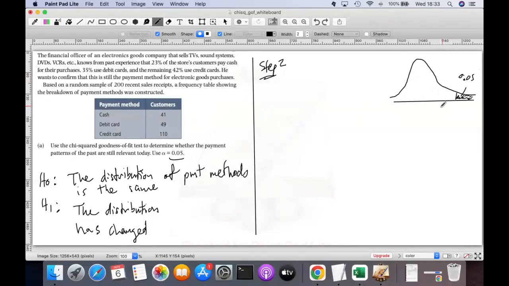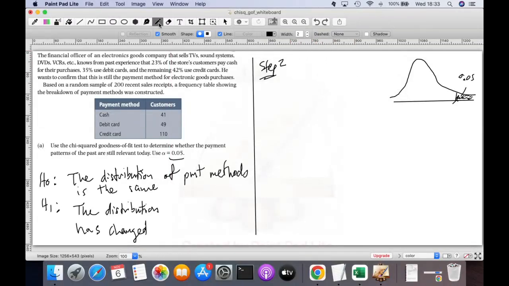Now remember, for the critical value, apart from the alpha, you also need to know the degrees of freedom. Previously, to work out the degrees of freedom, the formula was (R minus 1) times (C minus 1). That's how it was for the previous two tests that we did, the independence test and the equal proportion test. But for the goodness of fit test, it's different. So this doesn't apply here.